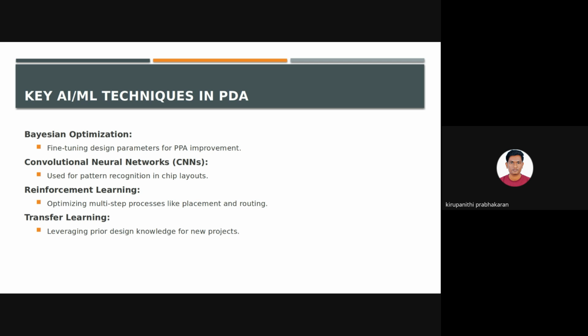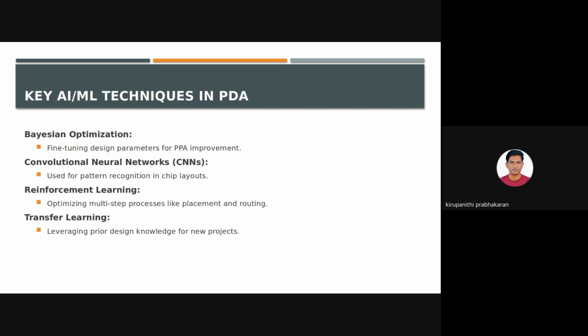Convolutional neural networks. CNNs are a class of deep neural networks, particularly effective for tasks involving image and spatial data. In physical design automation, CNNs are used for pattern recognition in chip layers. How it works is feature extraction. The CNN excels at detecting the hierarchical patterns in visual data, which makes them ideal for recognizing patterns in complex chip layouts. They can identify key features such as placement of gates, interconnects, or potential design flaws in the layout. Layout analysis in PDA: the CNN can be applied to detect issues like congestion regions, placement violations, or potential routing problems early in the design process.